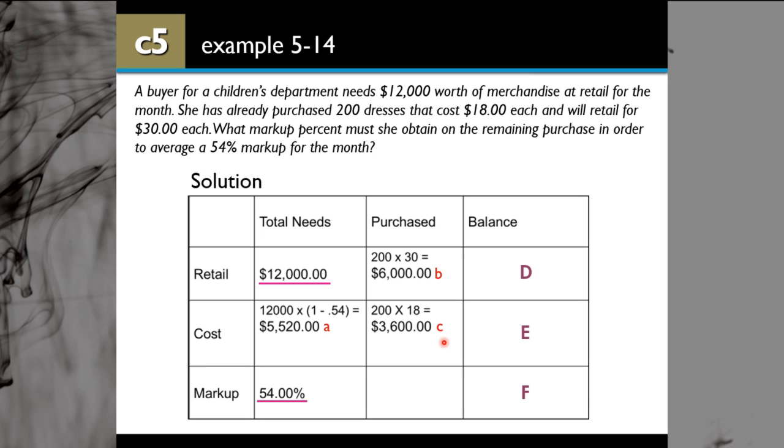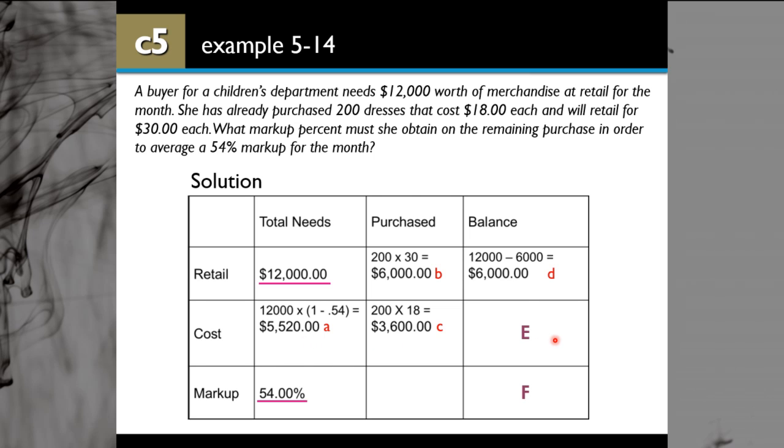Now you can calculate your balance. For your retail balance, that's going to be total needs at retail minus total purchases at retail. So there will be 12,000 minus 6,000, so that is $6,000. How about the cost? That's the same, but you will get the number from this part. So total needs at cost minus total purchases at cost.